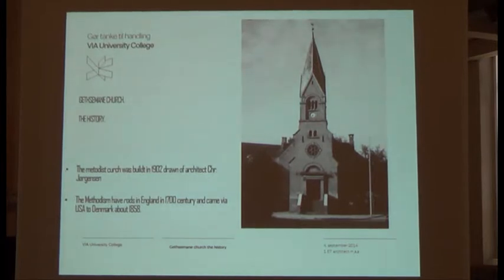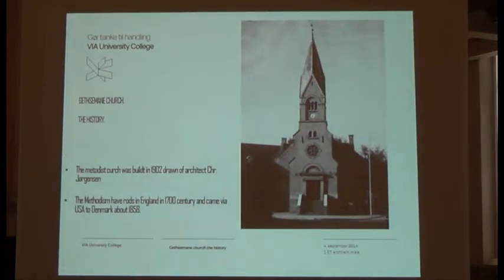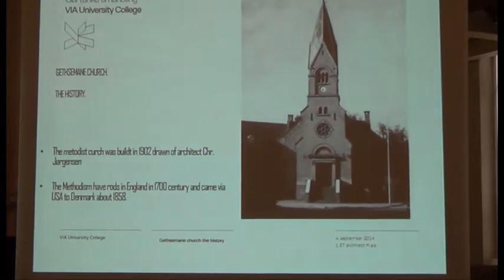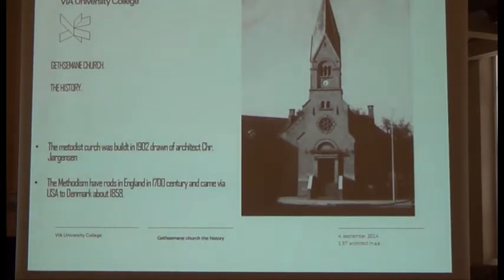There was a rather big population because Horsens was a very big industrial city, so there were a lot of workers, and therefore they meant that they also wanted to have a church here. They placed it in the industrial area at that time in Horsens, and a lot of the workers actually lived very nearby.